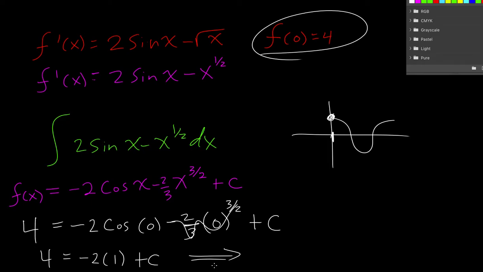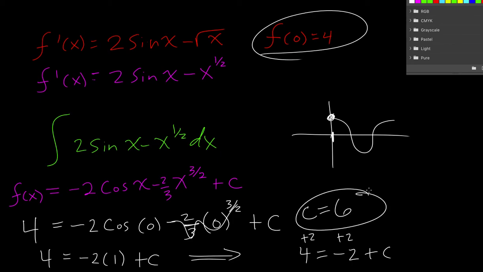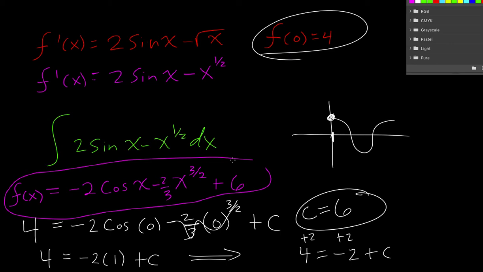Okay, bring this over here. We get 4 is equal to, multiply those together, negative 2 plus c. So if we just add 2 to both sides, we see that c is equal to 6. And so we come back over here, erase that c, and then change it to a 6. And that's our answer.